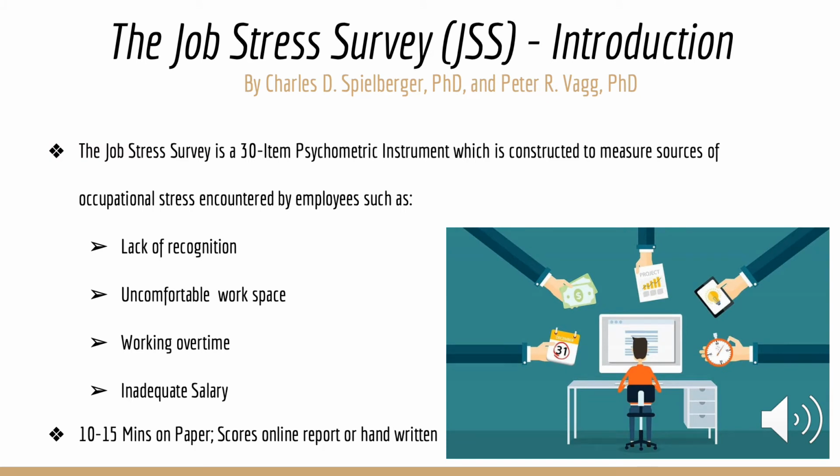So first, an introduction to the Job Stress Survey Scale. The authors that developed this scale are Charles Spielberger and Peter Vagg. The JSS is a 30-item psychometric instrument that is developed to measure the different sources of occupational stress encountered by employees. For example, some of the work stressors are lack of recognition, uncomfortable workspace, working overtime, and inadequate salary. The JSS takes approximately 10 to 15 minutes on paper, and the scores can be done in an online report or scored on paper as well.